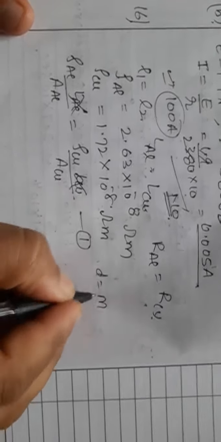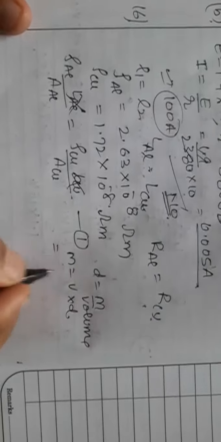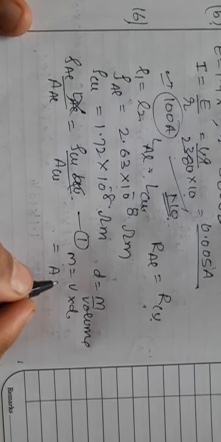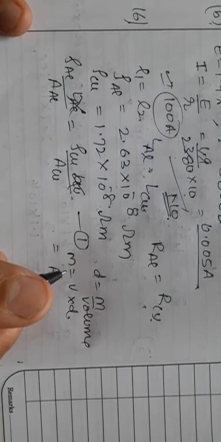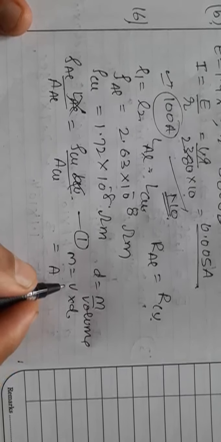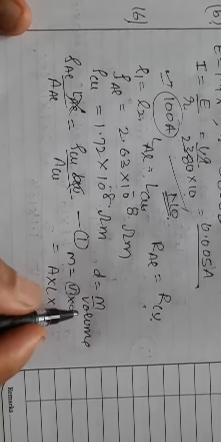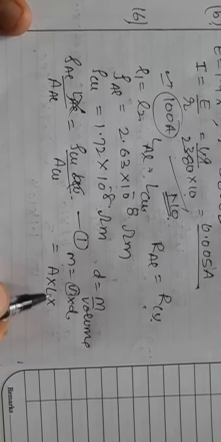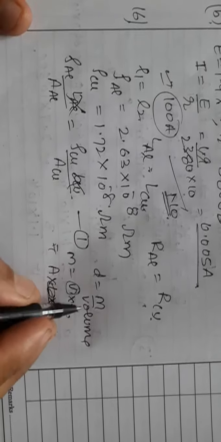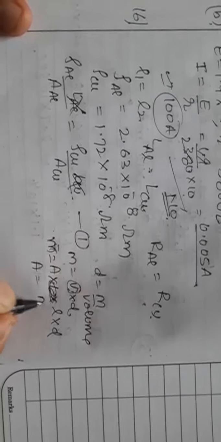You know that density is mass by volume. What will be mass? Then it is volume into density. What is volume? It is area of cross section into length. What is density? Area will be equal to mass by density into length, and volume will be equal to area into length, into density, that is equal to mass. What will be area? M upon L into D.